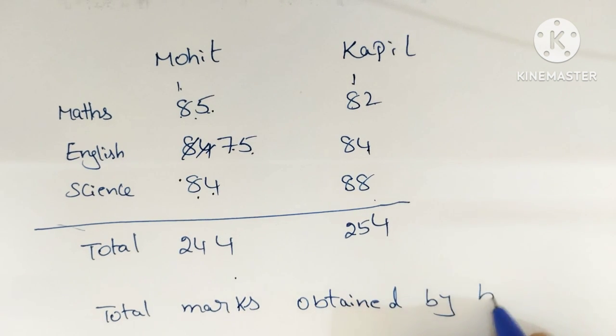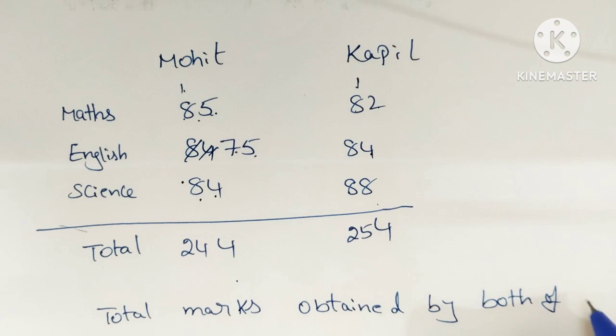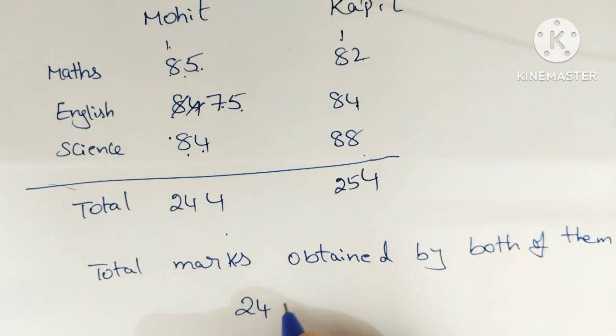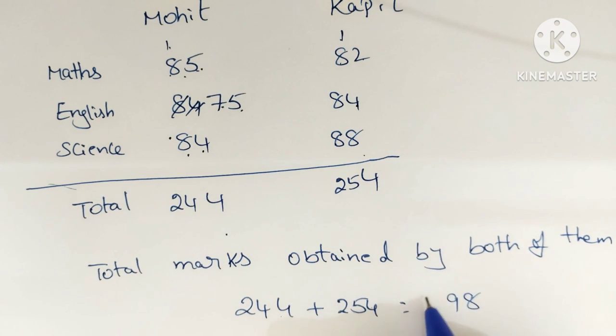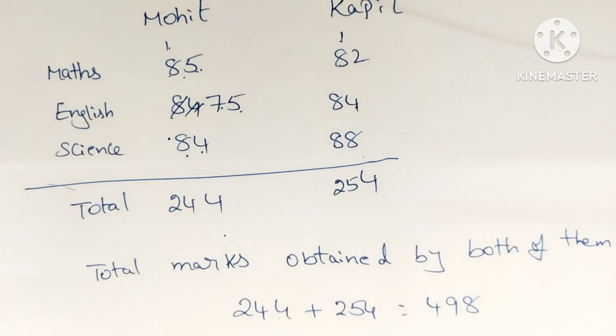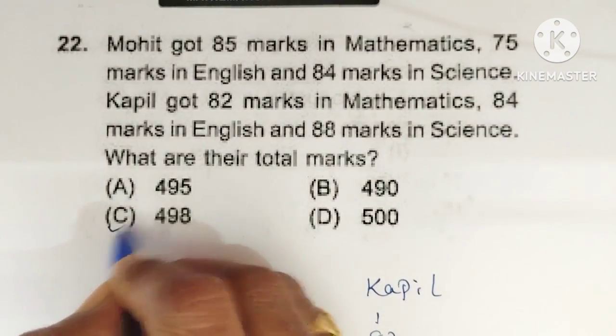By both of them. 244 plus 254, which is equal to 4 plus 4 is 8, 4 plus 5 is 9 and 2 plus 2 is 4. So both of them get 498 marks. So option C is the correct one.